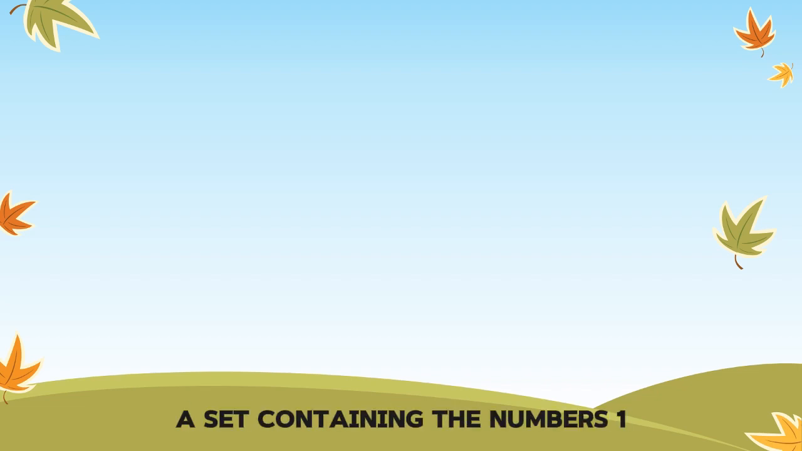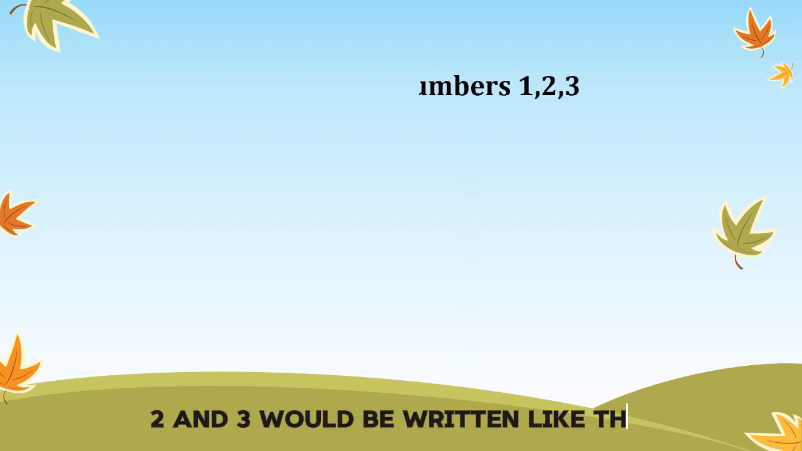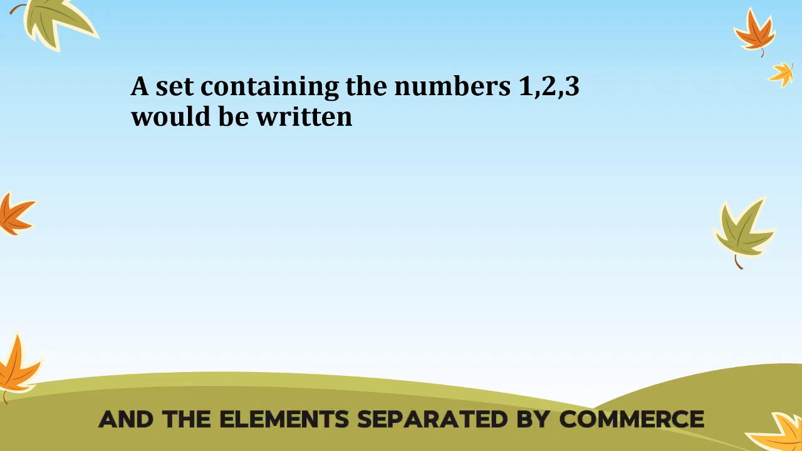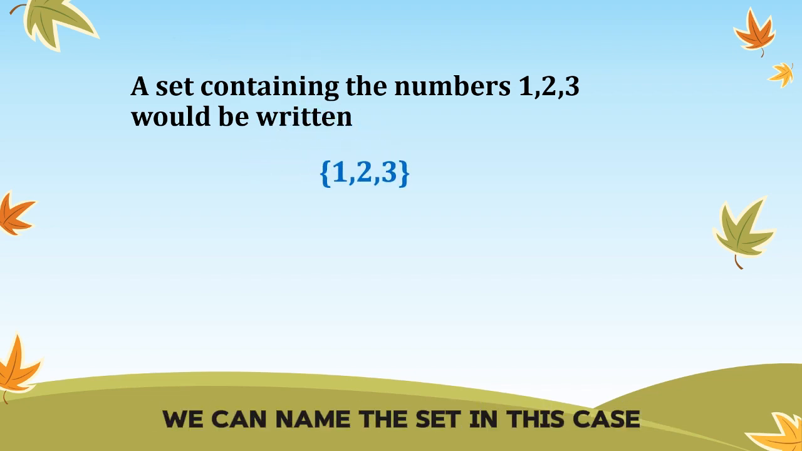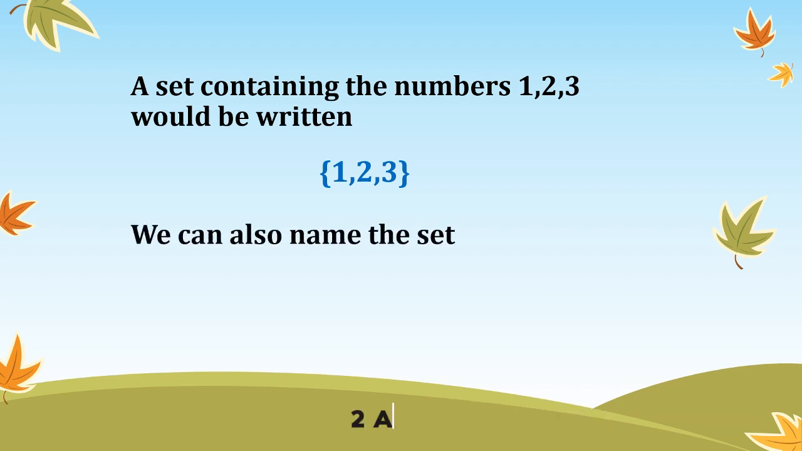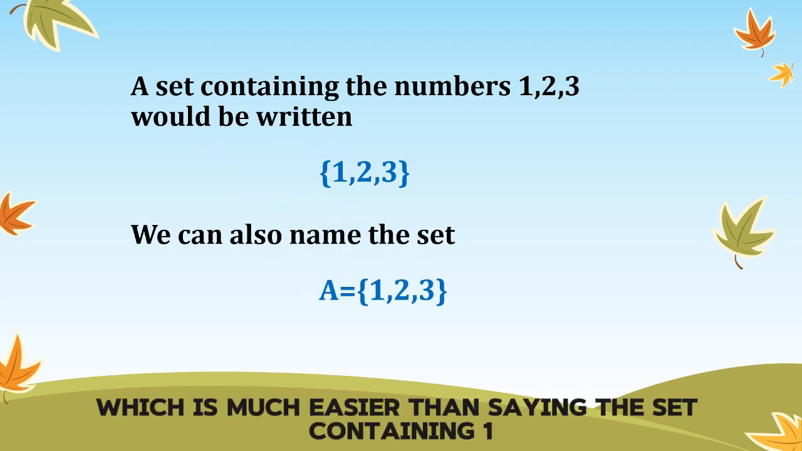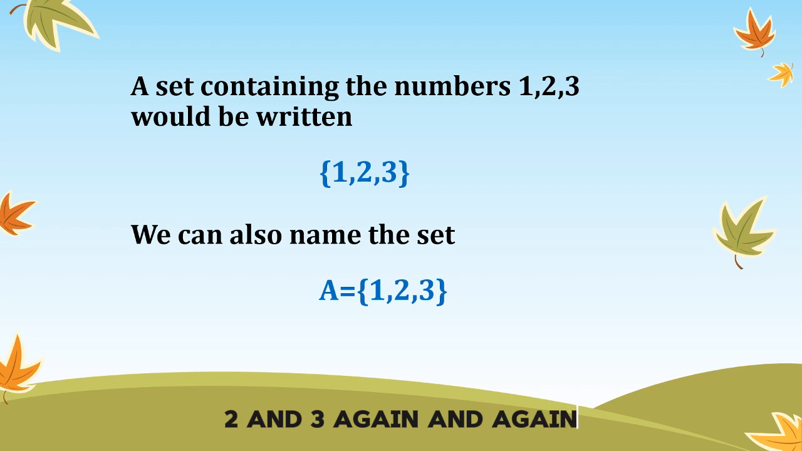A set containing the numbers 1, 2 and 3 would be written like this, with curly brackets and the elements separated by commas. We can name the set. In this case, if we say A is equal to the set 1, 2 and 3, we can just refer to the set as A, which is much easier than saying the set containing 1, 2 and 3 again and again.